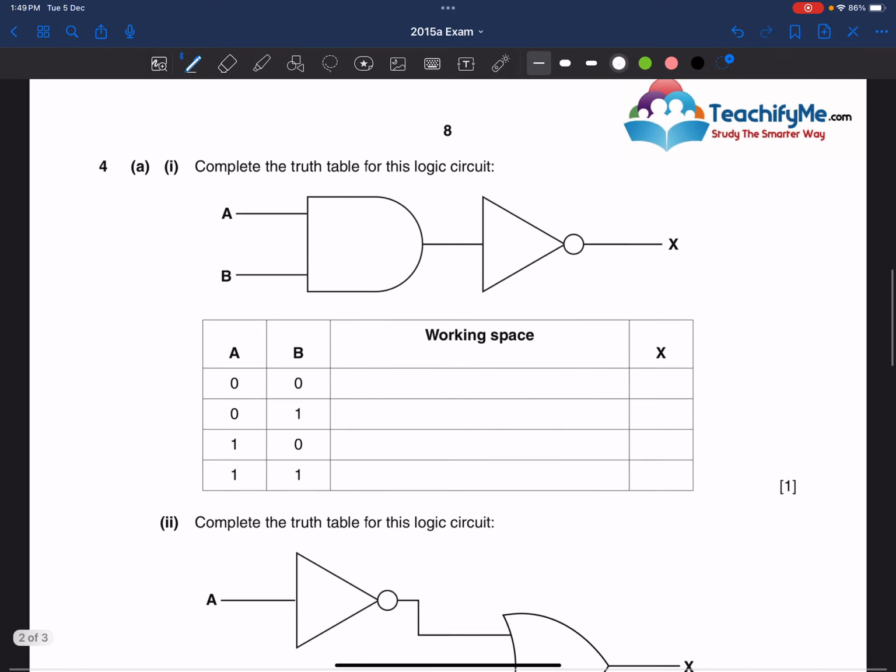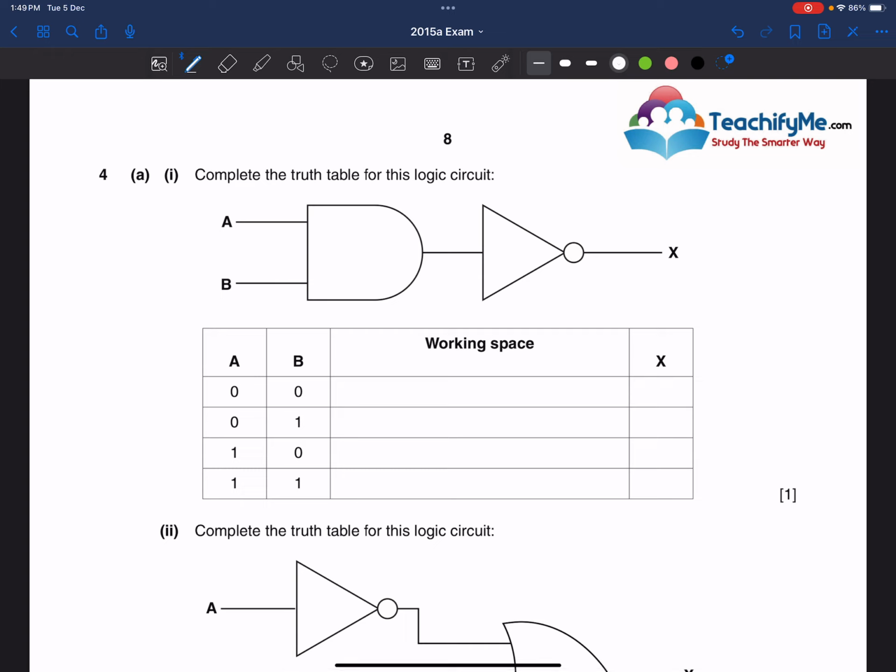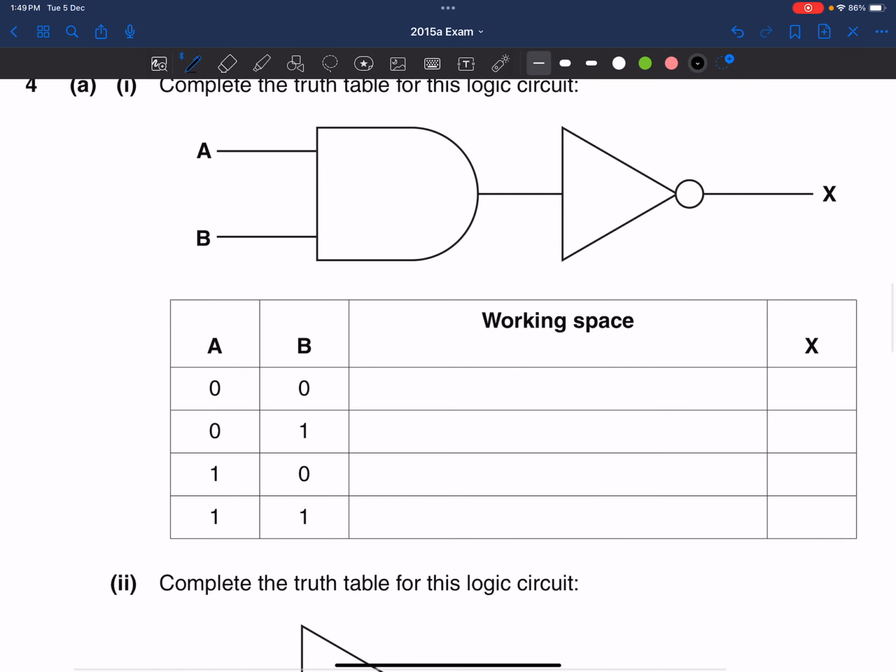So here, for this question, complete the truth table for this logic circuit. We have A and B, and then we have a NOT gate after. So let's first do the working out for the A and B. 0 and 0 give us 0, 0 and 1 also give us 0, 1 and 0 give us 0, and 1 and 1 for an AND gives us 1.